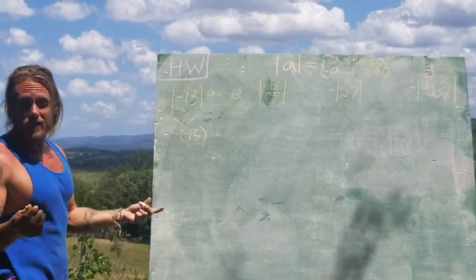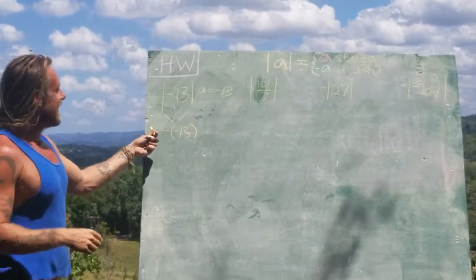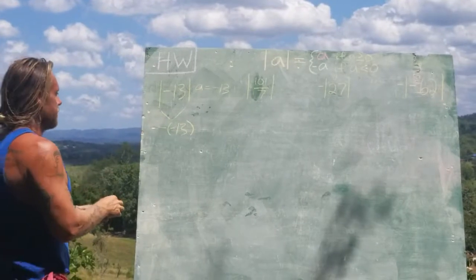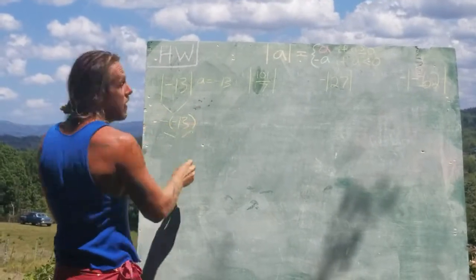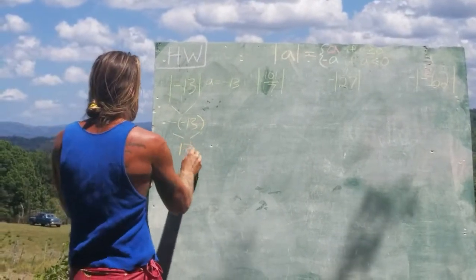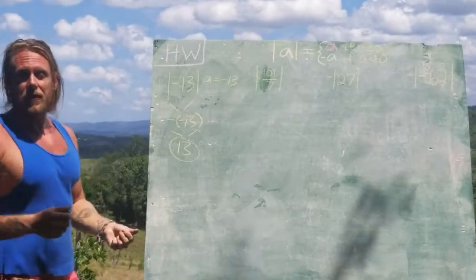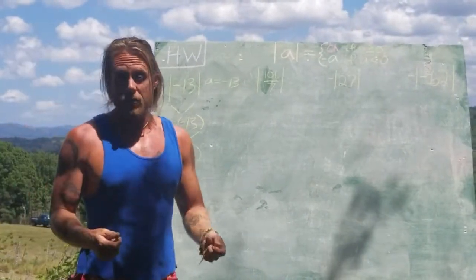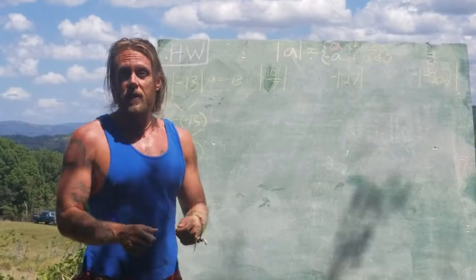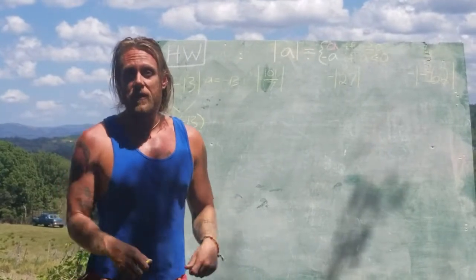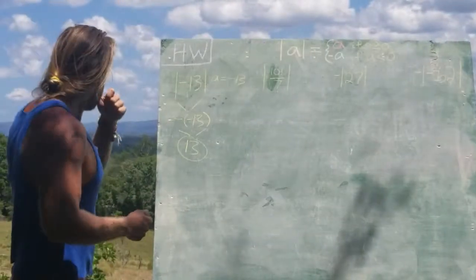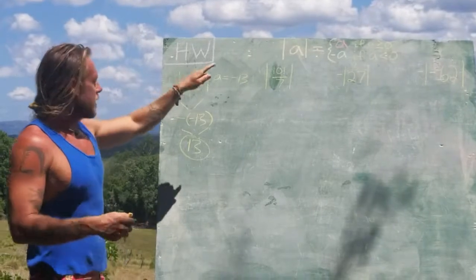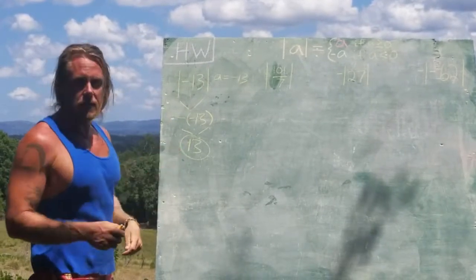Okay, remember, use parentheses when you're substituting. So what is a negative, negative 13? Well, that's a positive 13. And that's good, because remember, absolute value is always greater than or equal to 0. Because geometrically, that corresponds to distance, and distance is always greater than or equal to 0. So the absolute value of negative 13, using our algebraic definition, is 13.